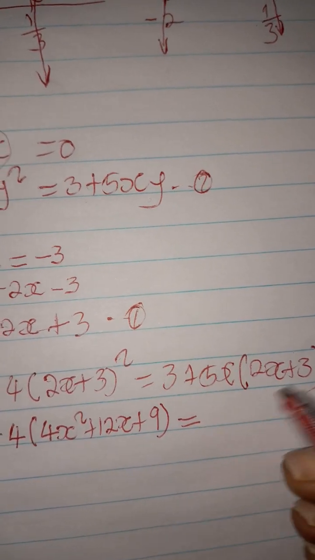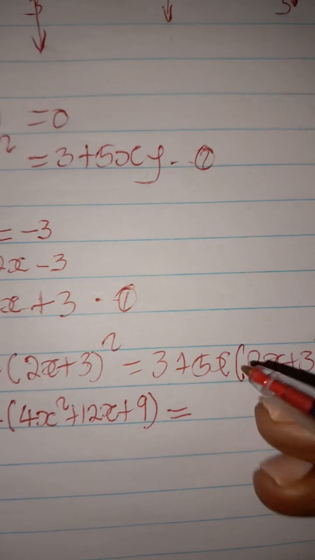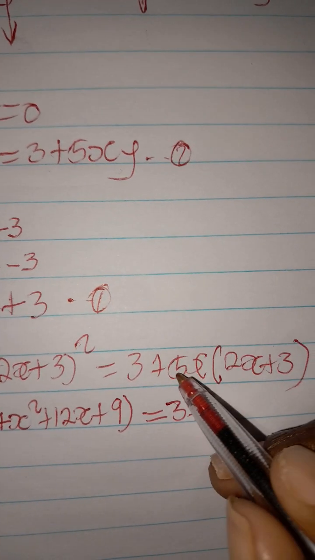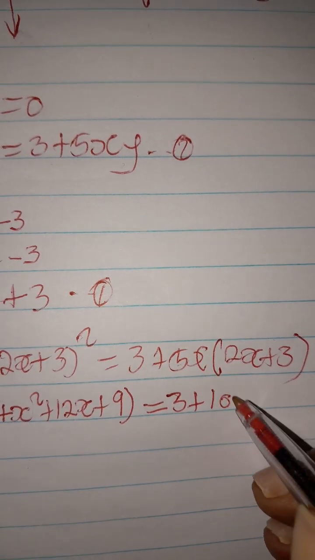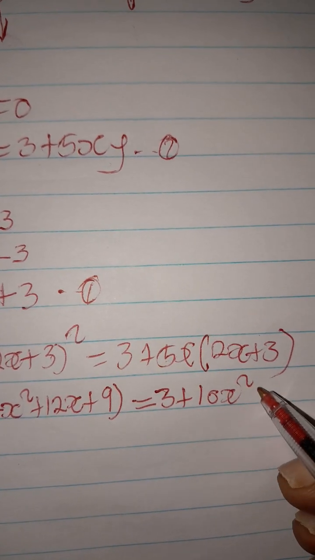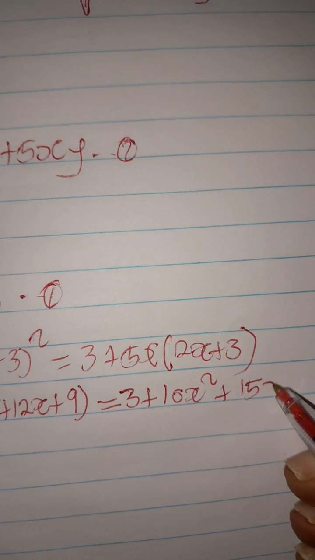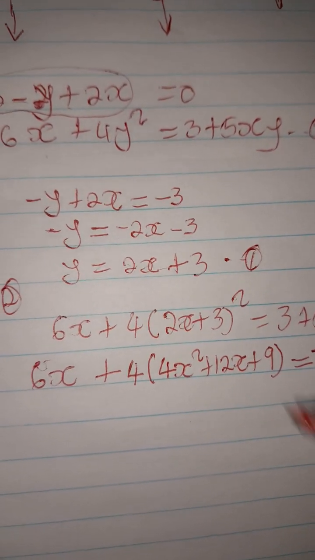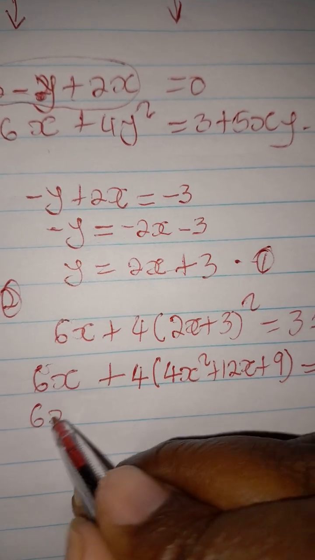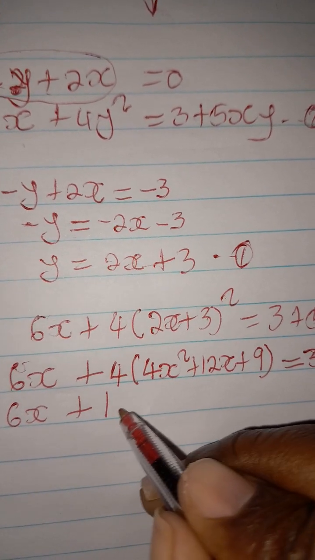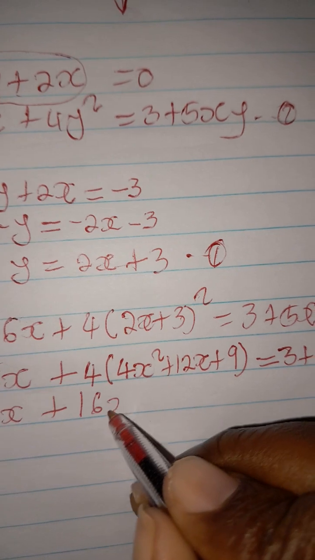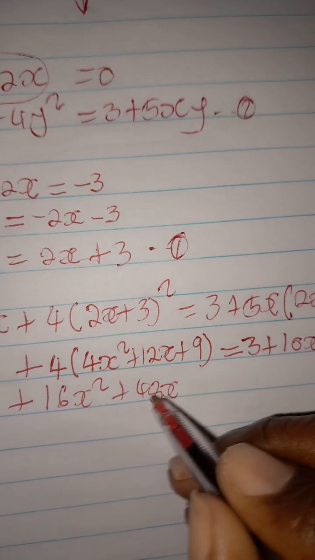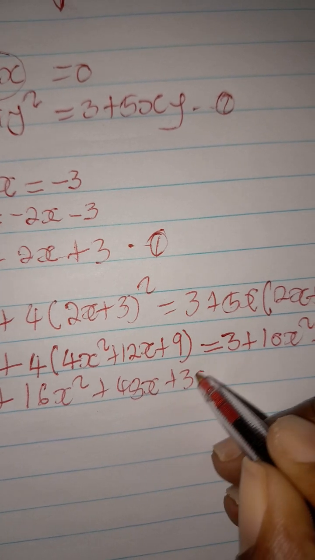Hope you get it. Using our Pascal's method, we have 3 plus 5x times 2, that will be 10x squared. 5x times 3, that will be 15x. Then let's rearrange this so that we can collect the like terms. 4 times 4, that will be 16x squared. 4 times 12, that will be 48x. 4 times 9, that will be 36.